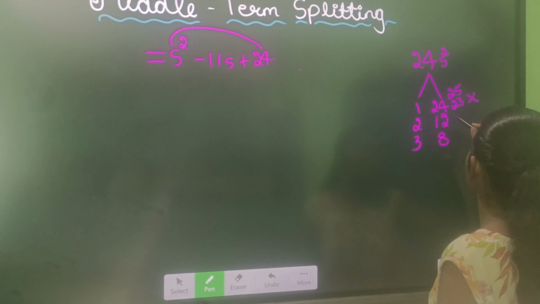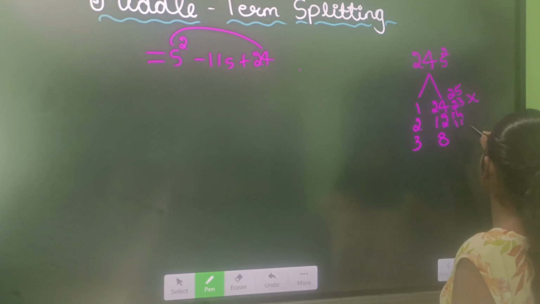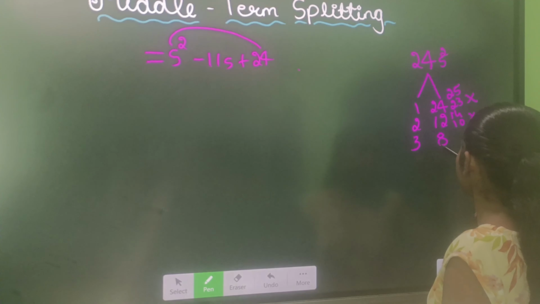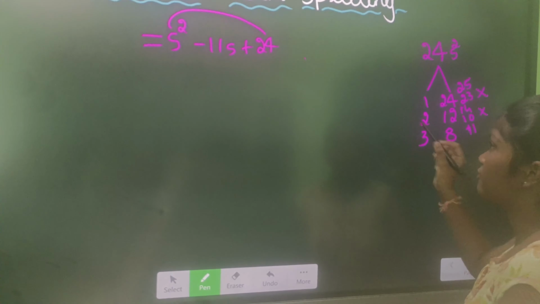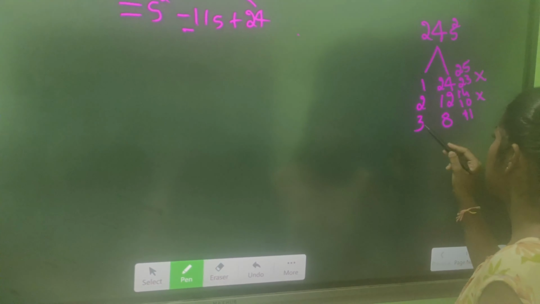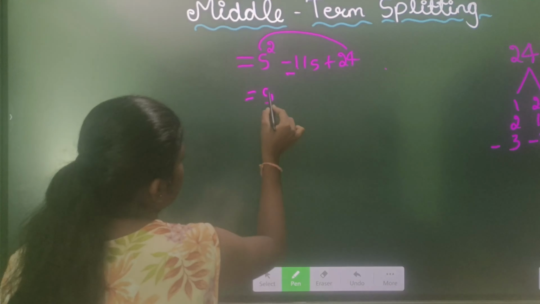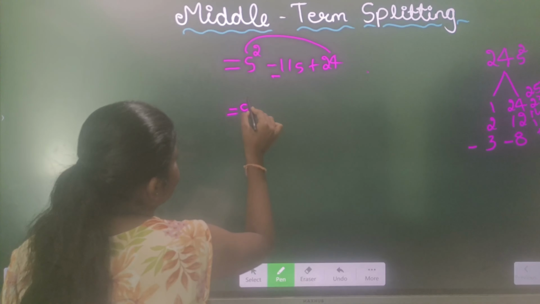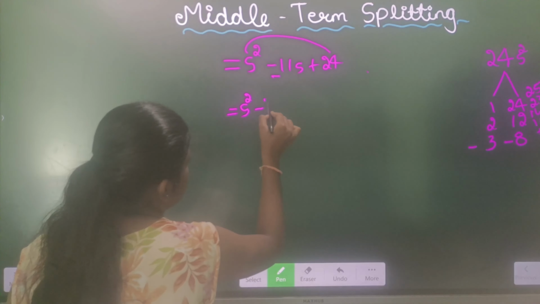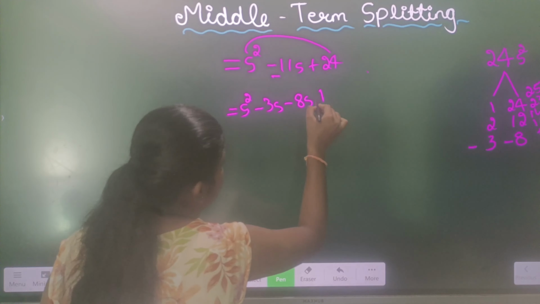And next, if we add these two, it will become 14. And if we subtract, it will become 10. So it also can't be taken. And if we add this, it will become 11. So we can take this, but we want minus 11 here. So we should put minus 3, minus 8. So a square minus 3a minus 8a plus 24.